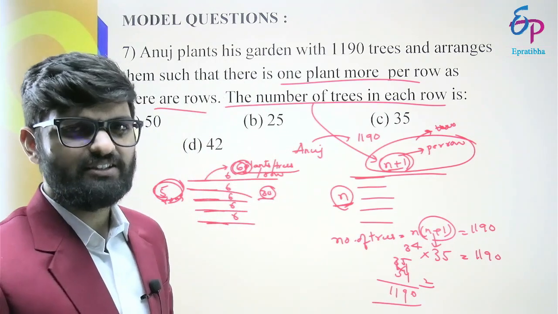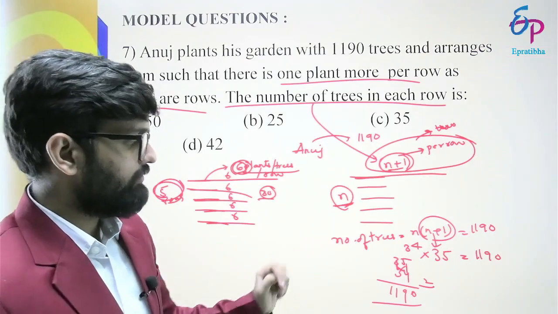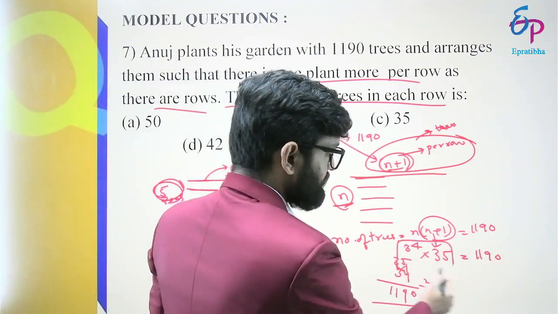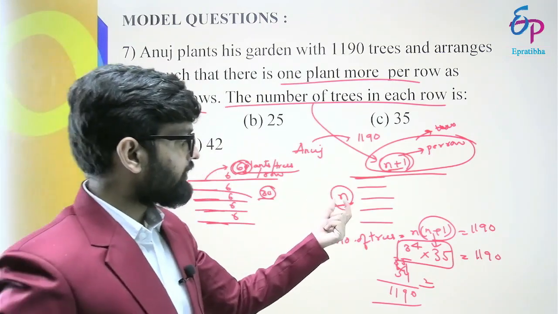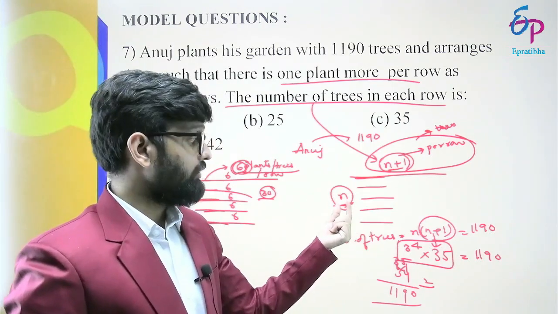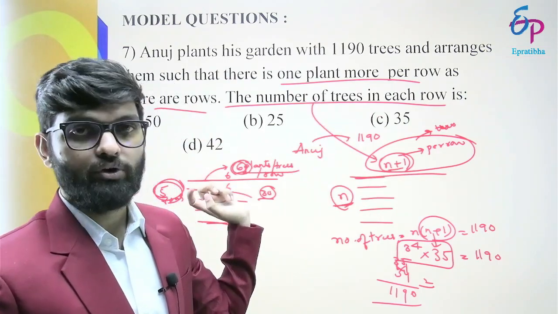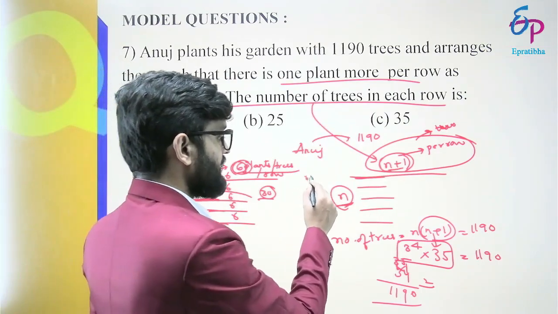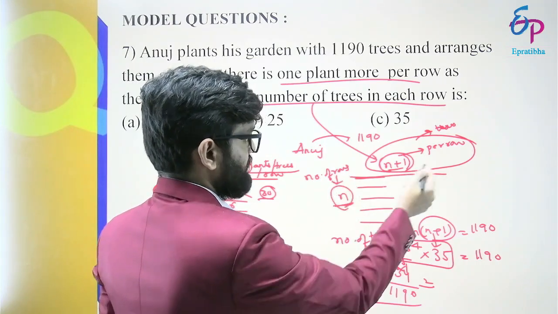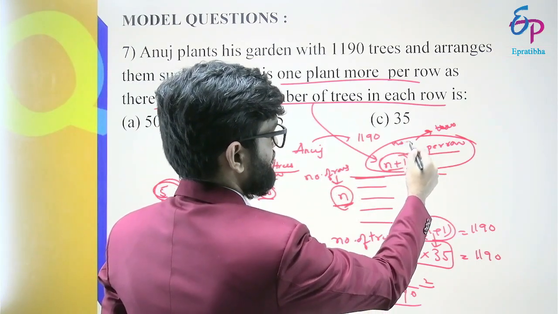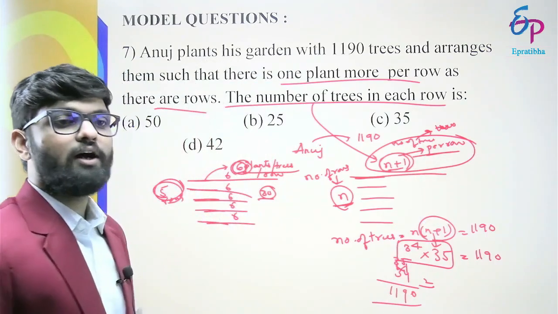Or you can go with digit sum, or you can go with unit digit concept as well. Whatever the method, you can do the calculations later. But the logic here is, whatever the number of rows are there, and one plant is more per row than the number of rows. If you are taking number of rows as n, that means number of trees per row is how many? N plus 1 are there.